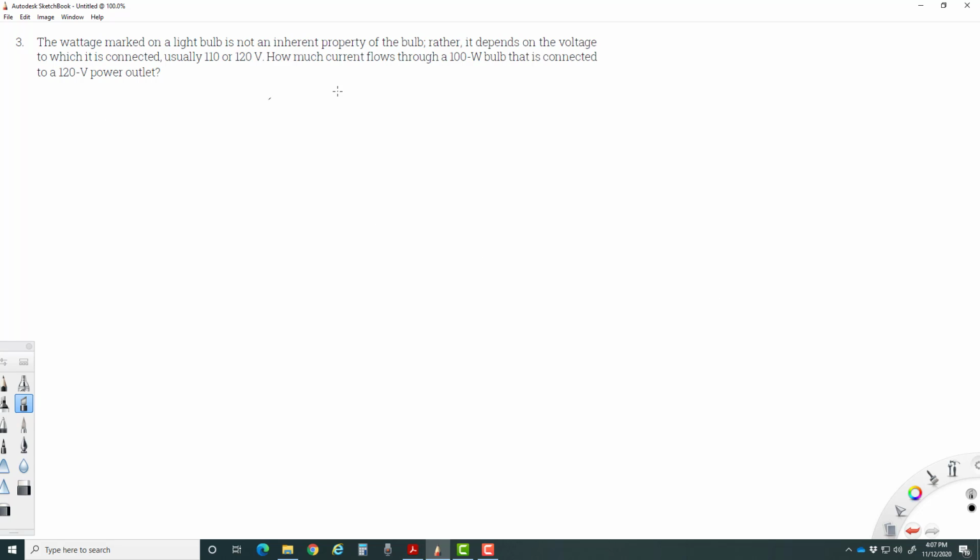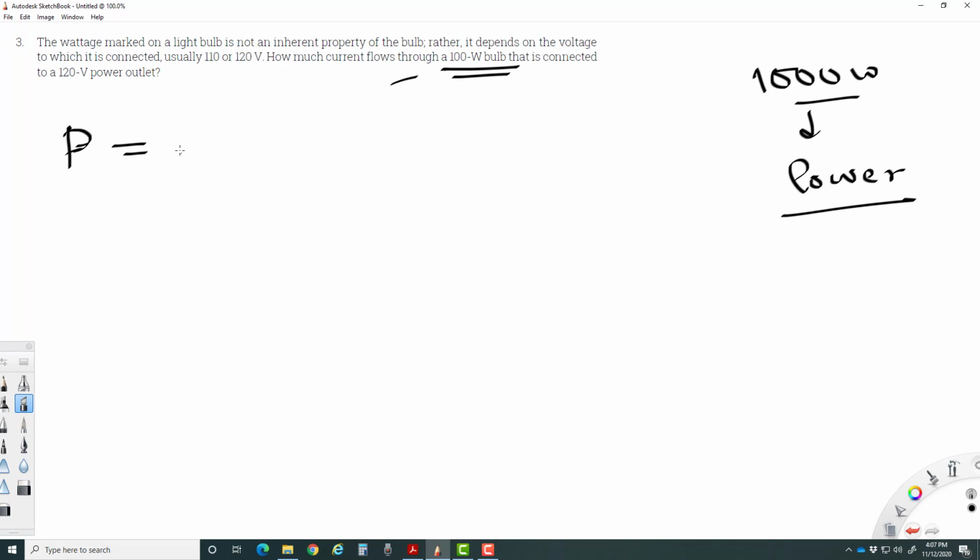So the watt rating is basically the power of the appliance. Whenever you see 1000 watt or 100 watt, that means that's the power. So we have the power of the bulb as 100 watt, and it is connected to a voltage of 120 volts, and we want to find the current.